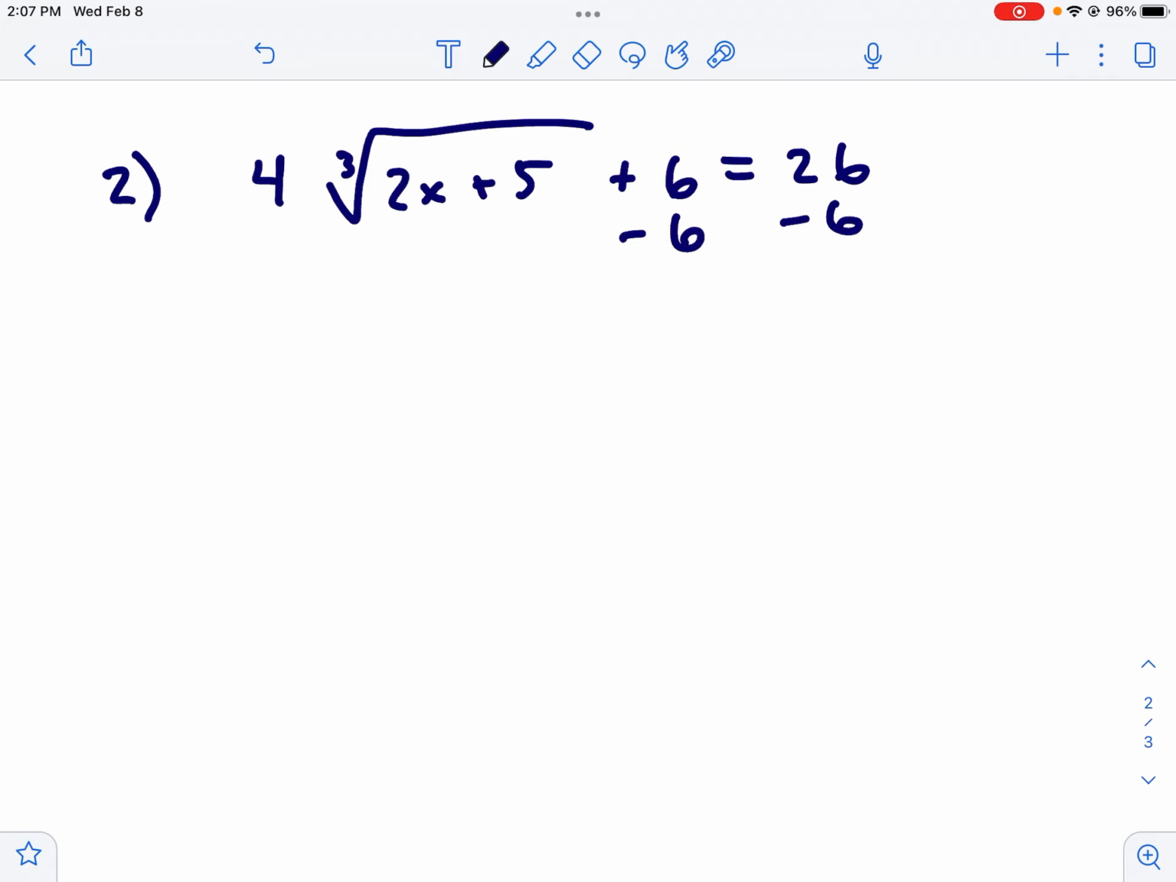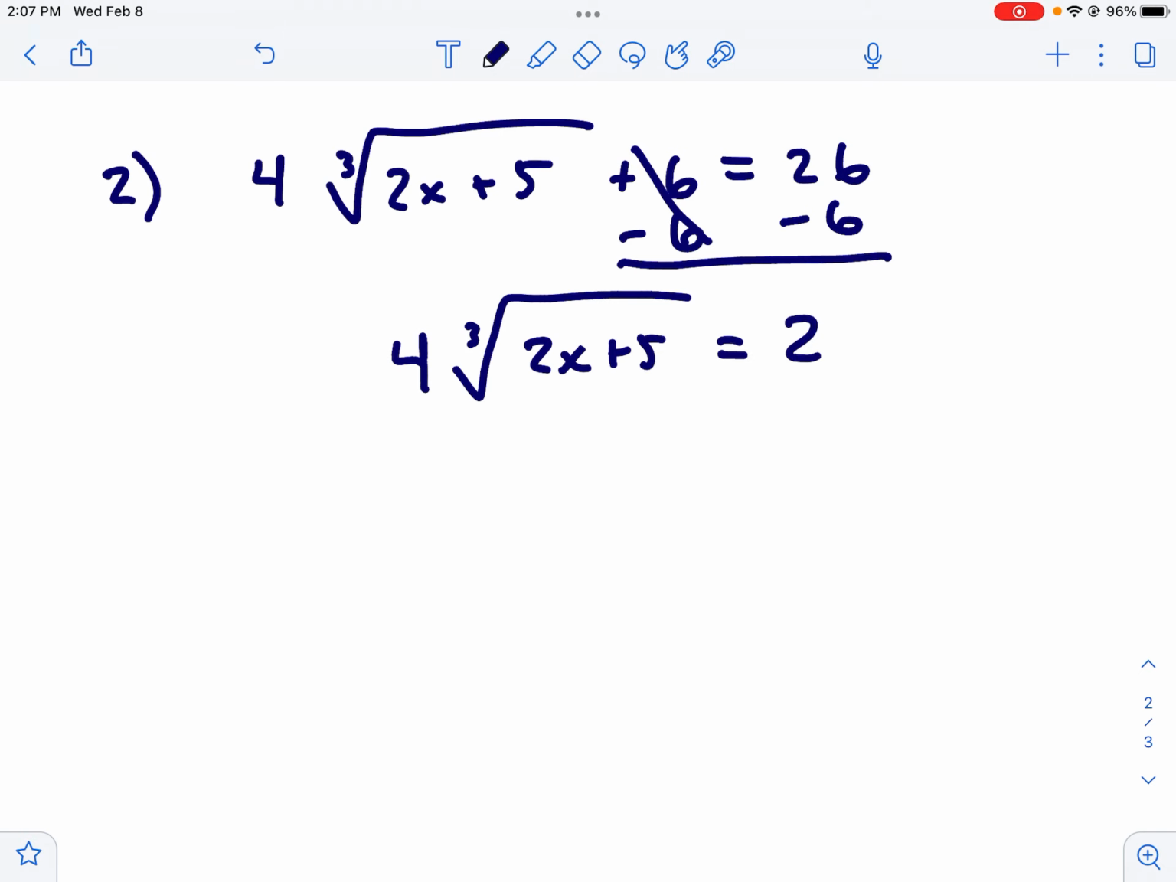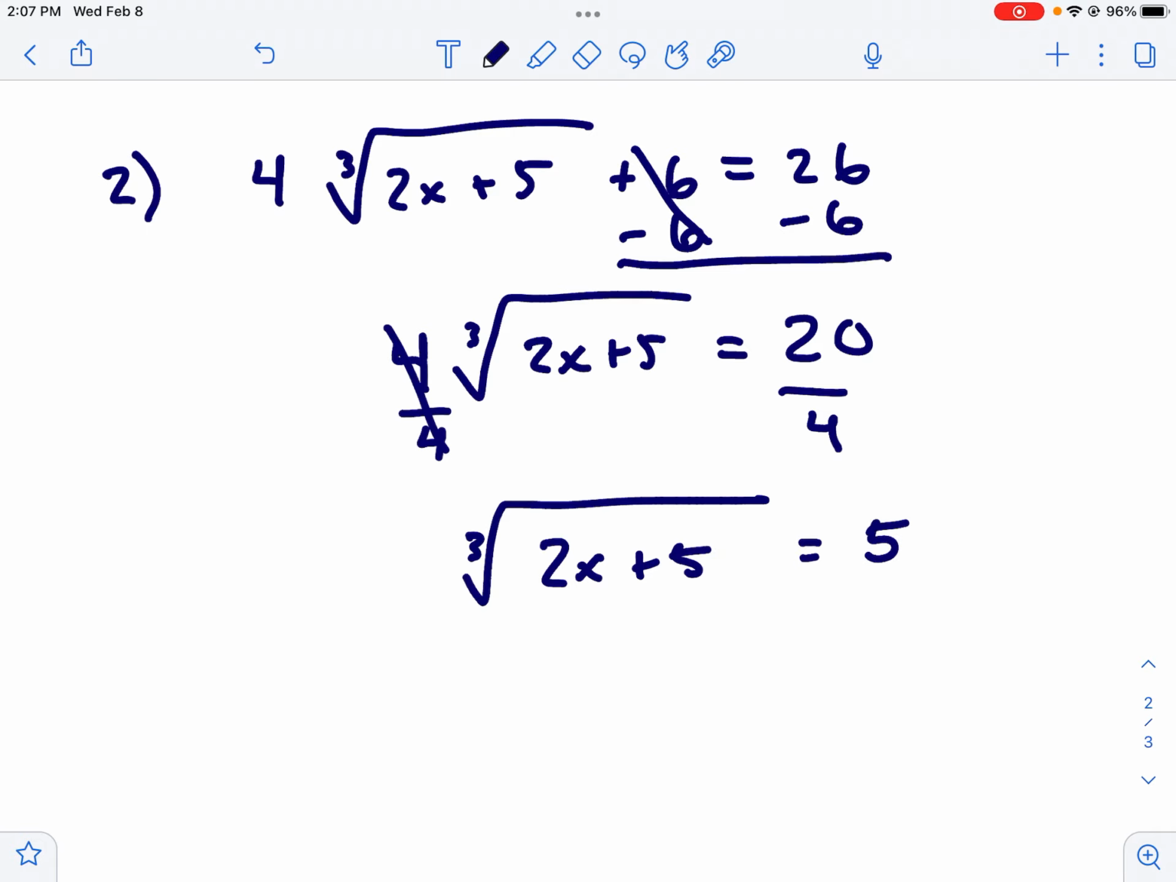So first thing I'll do is subtract the 6 over to the other side. So I have 4 cube root of 2x plus 5 equaling 20. Then I'll divide by 4. So I get the cube root of 2x plus 5 equals 5.